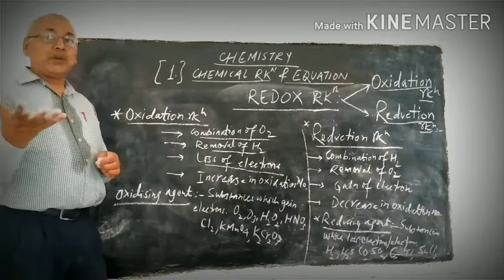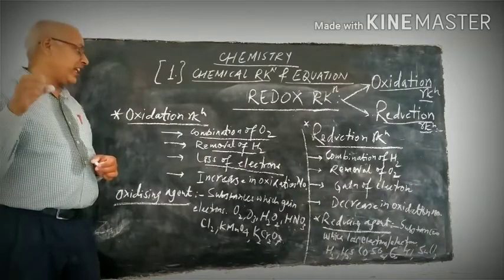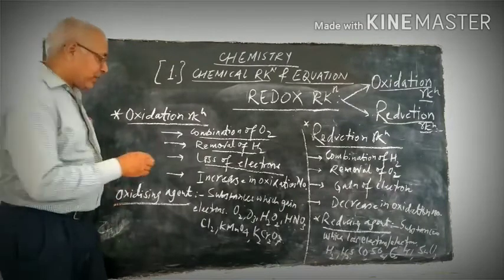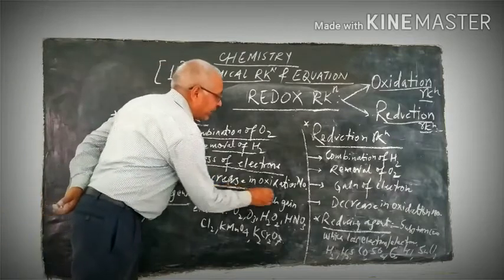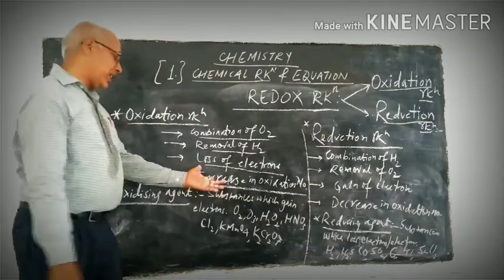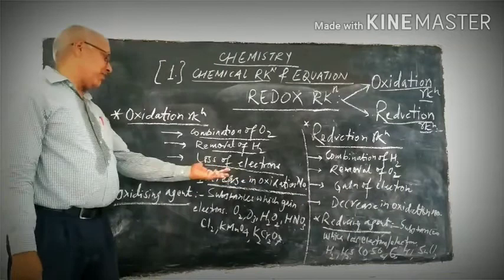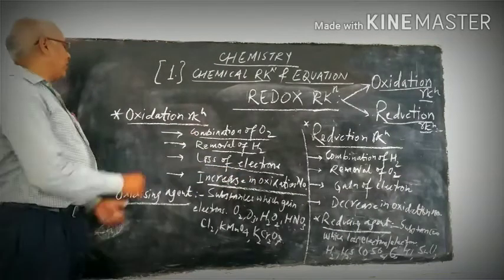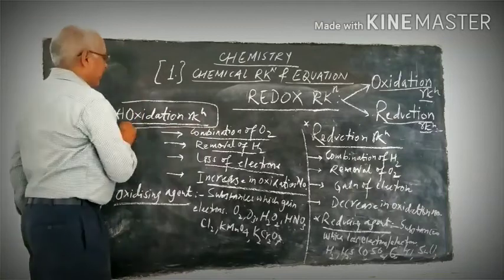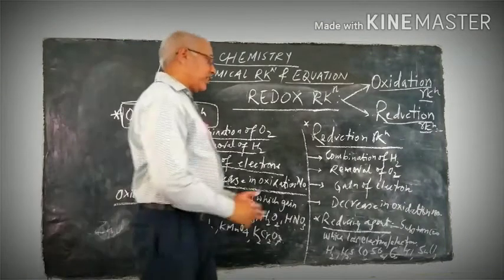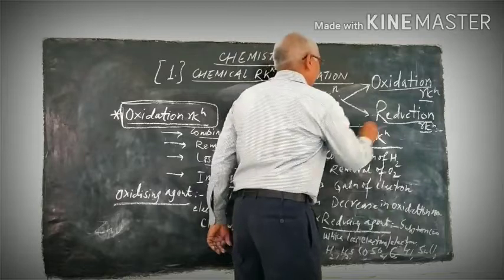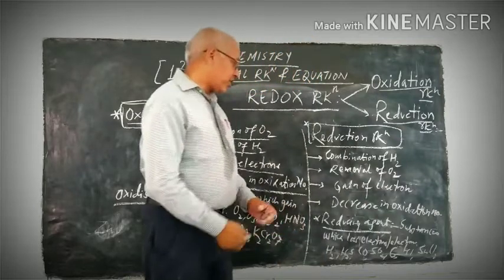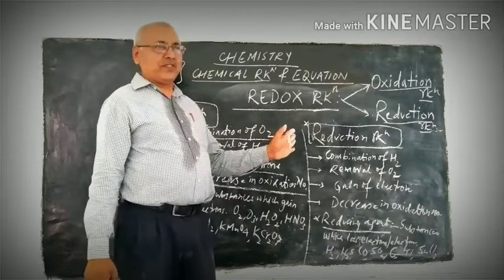So another method for finding whether a reaction is oxidation or reduction is by looking at the increase in oxidation number. If the oxidation number increases from the reactant side to the product side, that reaction is known as an oxidation reaction. On the other hand, we have the reduction reaction. Reduction is just the opposite of oxidation.